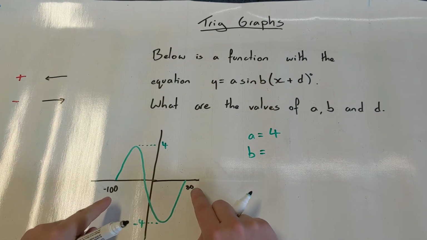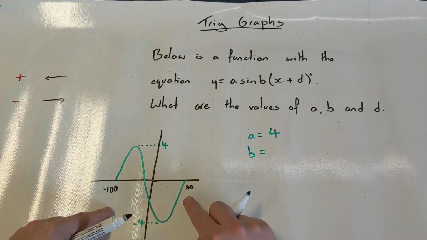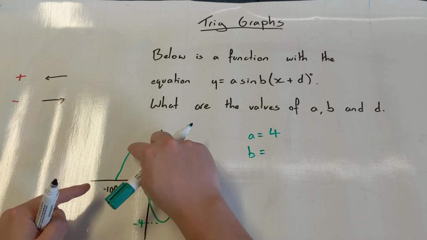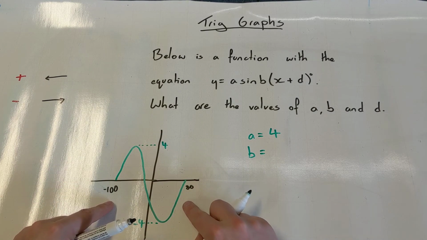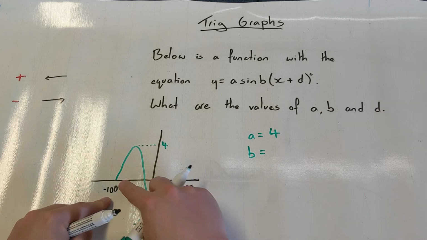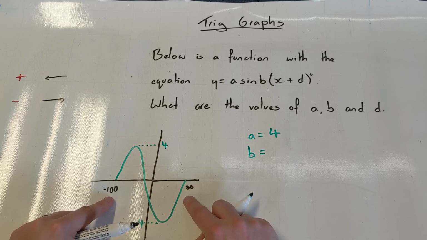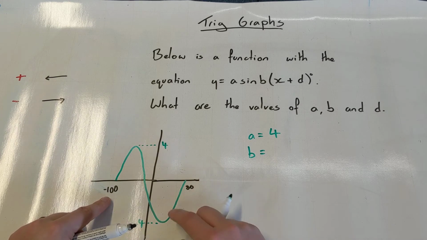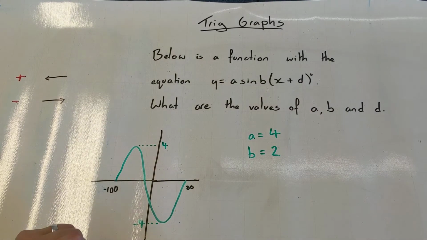Now, obviously, that's a little difficult to see here because we don't go from 0 to 360. So what we have to do is work out how long one cycle is and then say how many of those would fit in 360. So it starts here at -100 and goes up to +80. So it is 180 from start to finish. If it's 180 from the start to the end, that means you could get 2 of them in 360. So the value of b is 2.